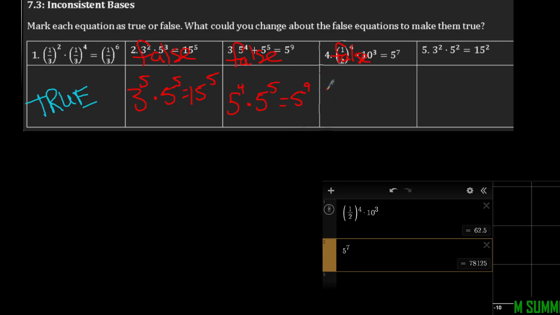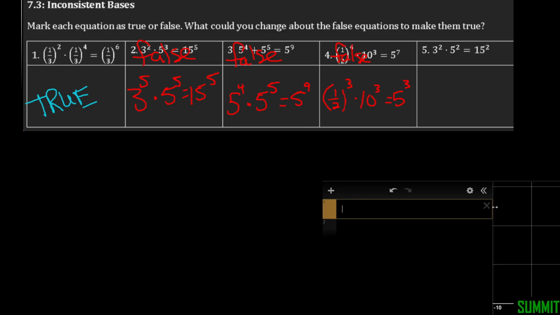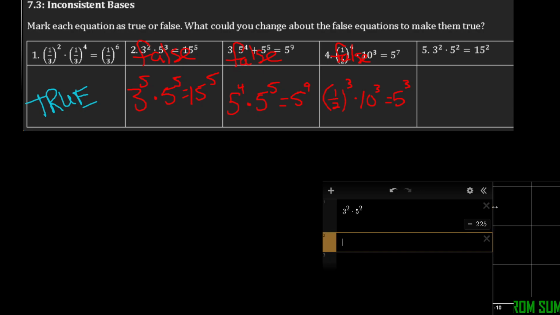So we can write it like this. We can say 1/2 to the exponent of 3 times 10 to the exponent of 3 is going to be equal to, multiply the bases, 5 to the exponent of 3. So again, these are some example ways of making them true. Then we go to the last one, number 5. It says 3 to the exponent of 2 times 5 to the exponent of 2. Is that equal to 15 to the exponent of 2? And it is, because these are the same number. So this last one is actually going to be true. So that one is good.